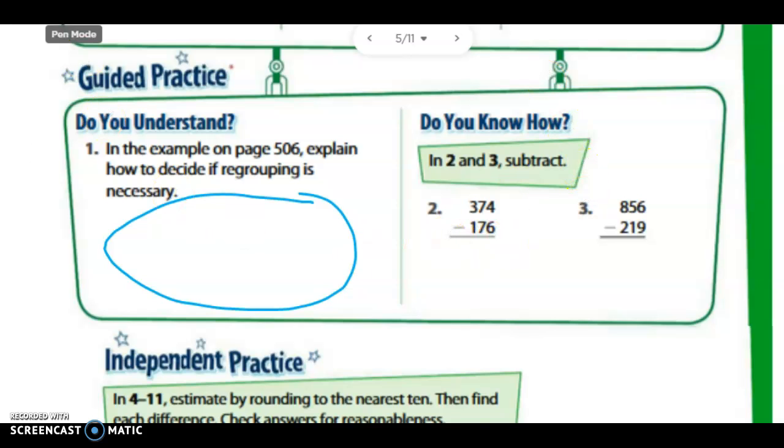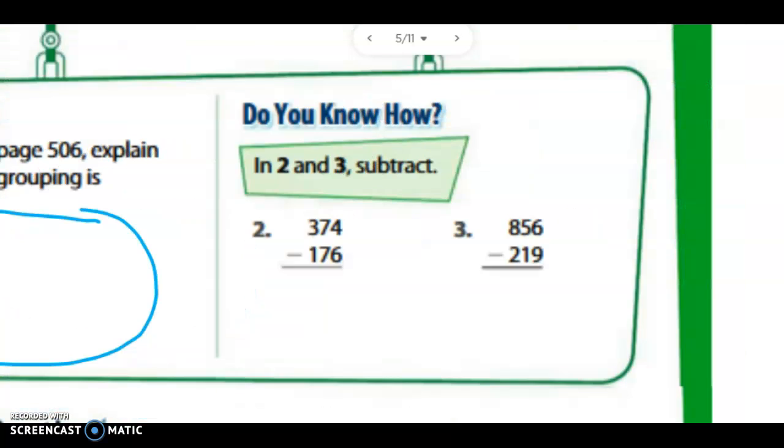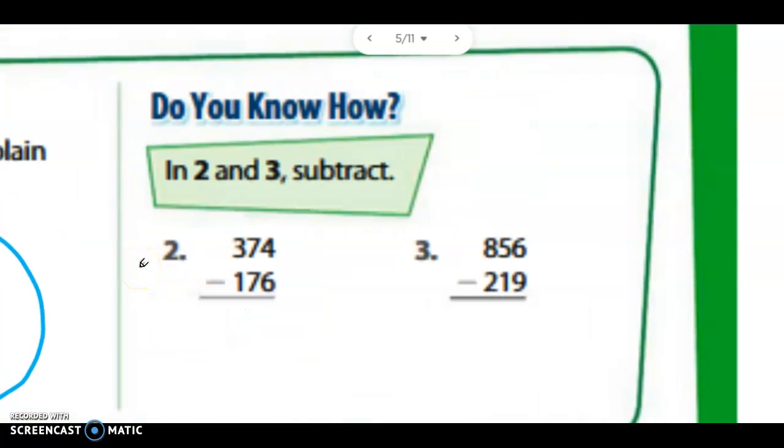Moving on to number 2. All right, so more on top, no need to stop. More on the floor, go next door and get 10 more. Let's go ahead and start. Remember, we start in the ones place. There are more on the floor. 4 minus 6, there's more on the floor. So I need to go next door. Make sure you're following along with me.